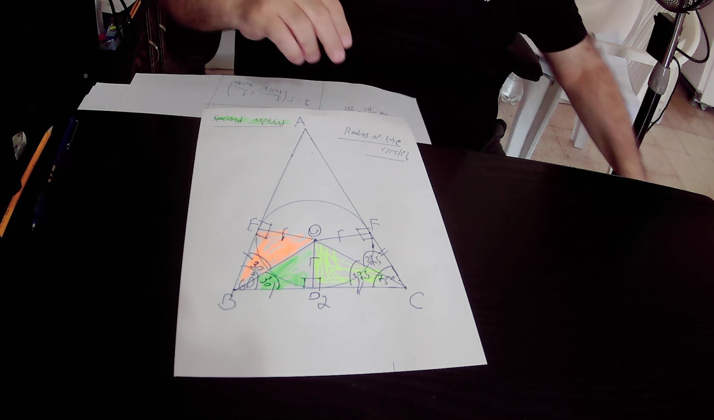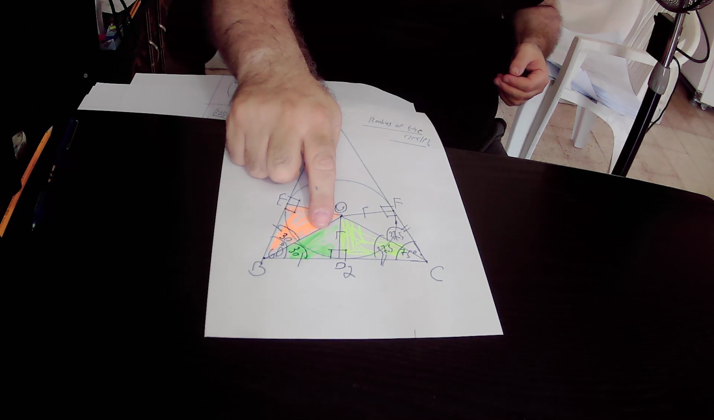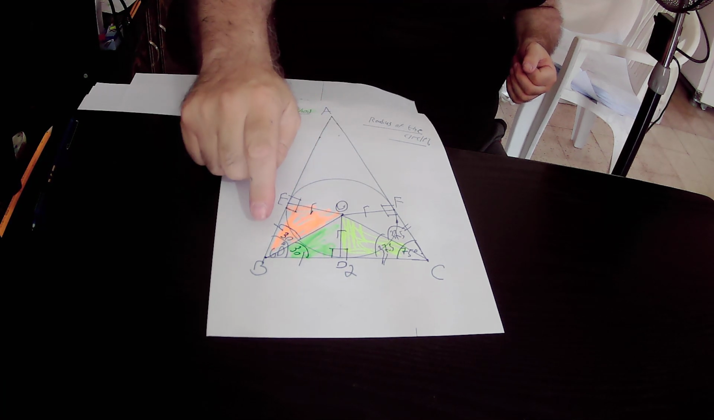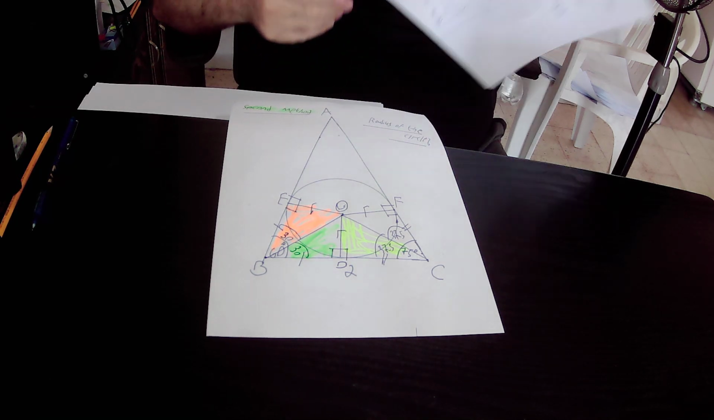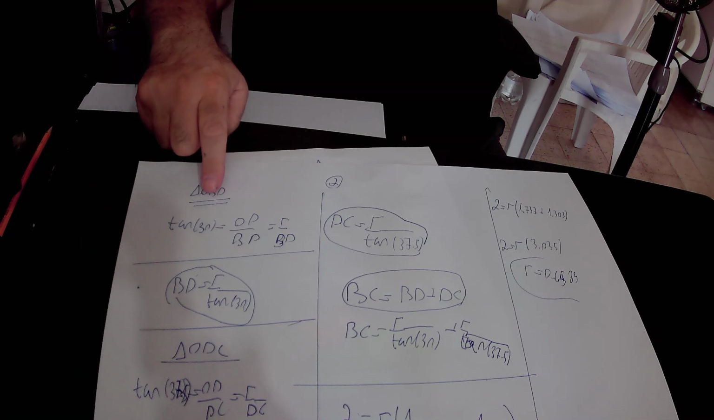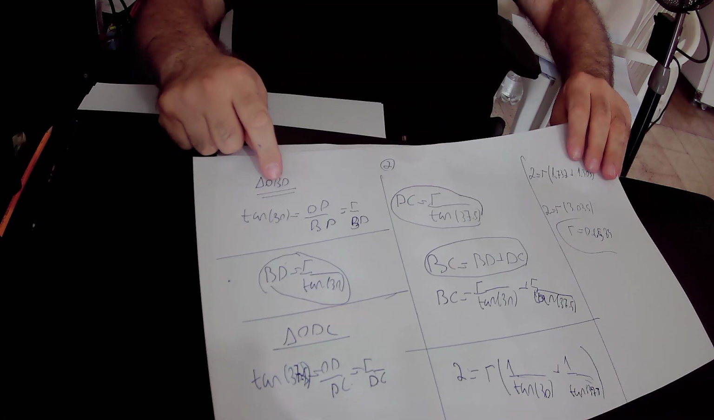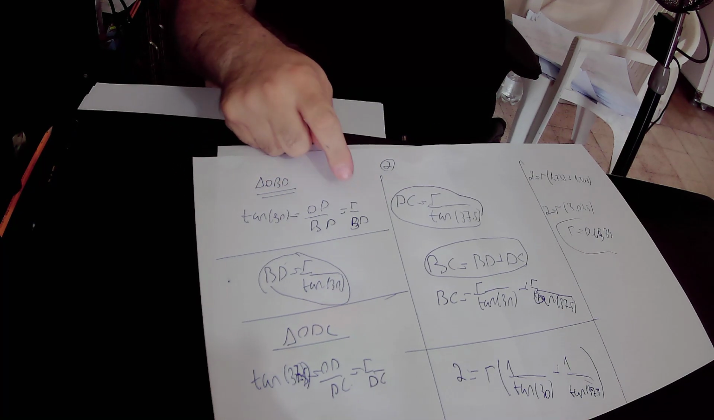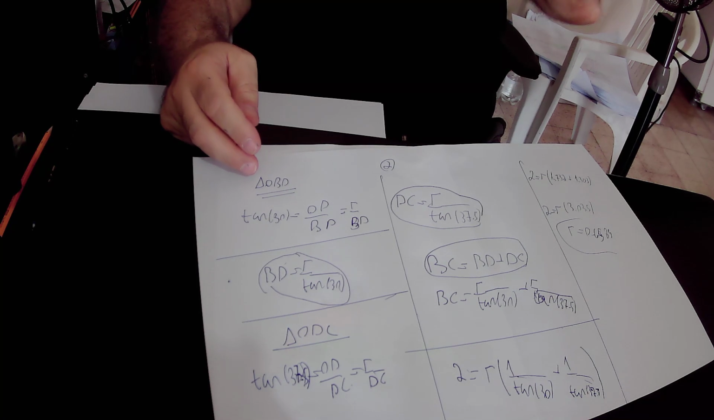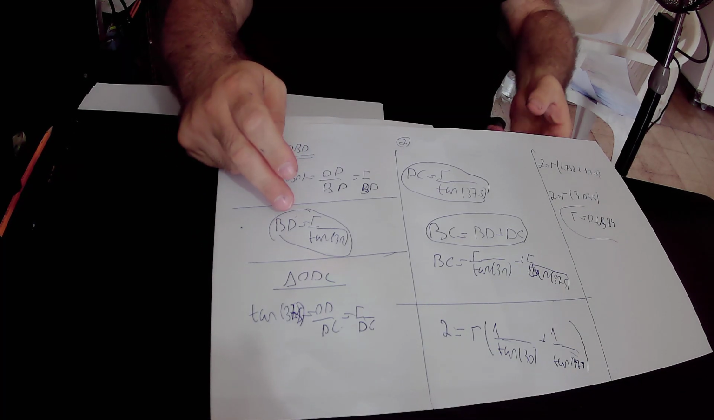Then we focus on the green right triangle OBD. In the green right triangle OBD, tangent alpha equals OD over BD. Tangent alpha is tangent 30 degrees, so of course here tangent 30 degrees is equal to OD over BD. OD is R, BD is BD. Here we multiplied this equation by BD and divided by tangent 30 degrees, and we found that BD equals R over tangent 30 degrees.